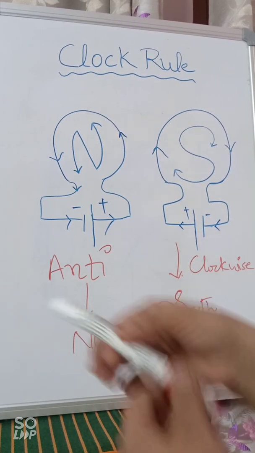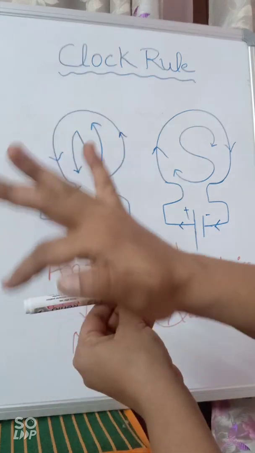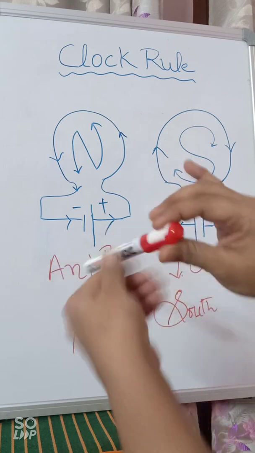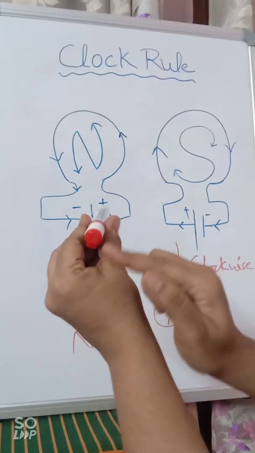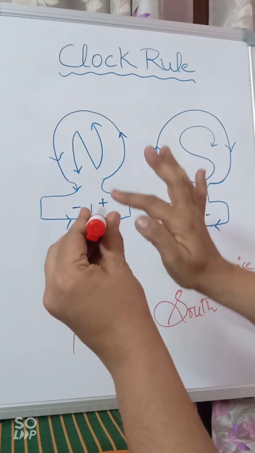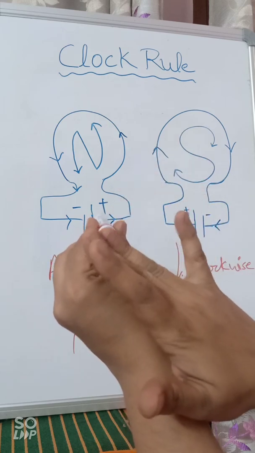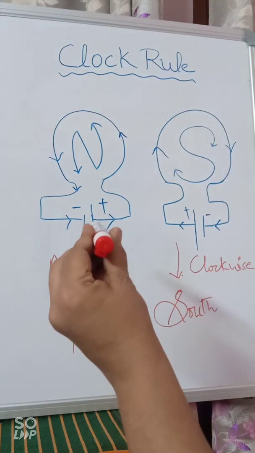So in a solenoid, this is a solenoid, right? If the current is flowing in the clockwise direction, I should face this way, suppose the conductor you are placing, this is a solenoid. And if the current is flowing in this direction, clockwise, then this part is going to be the south end and this part is going to be the north end.